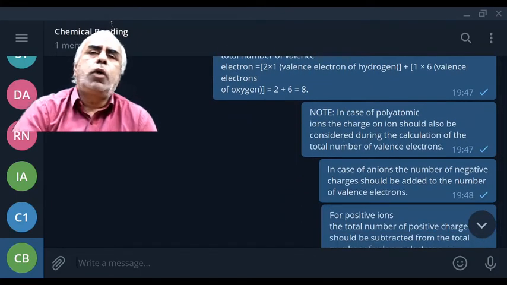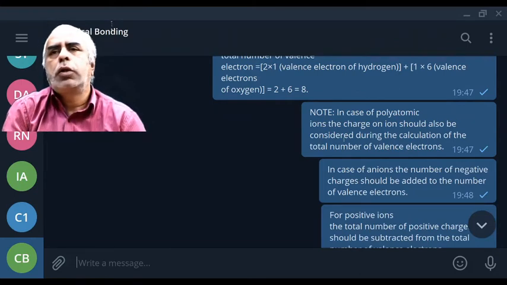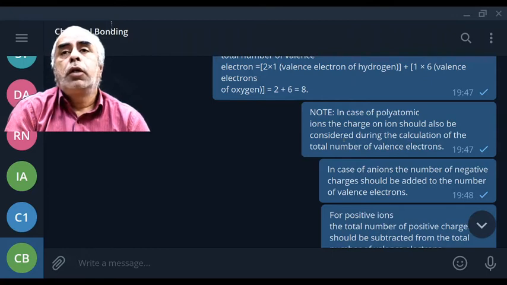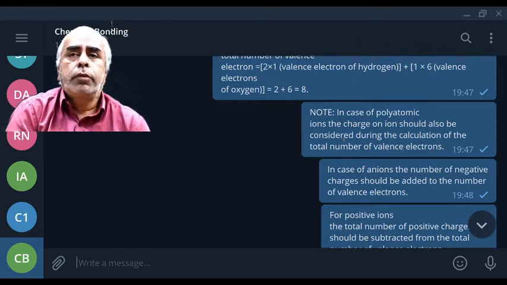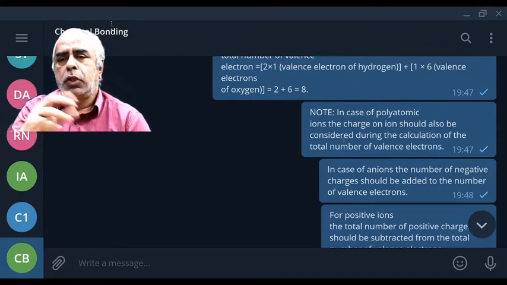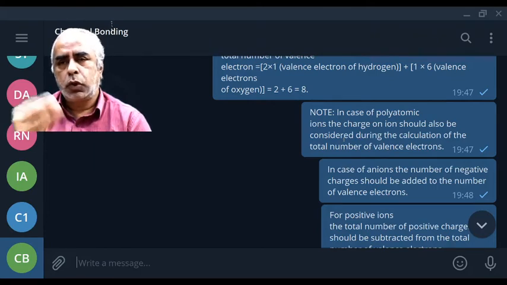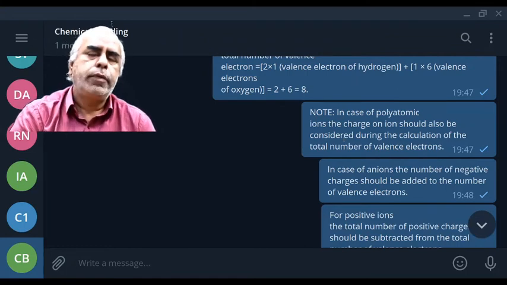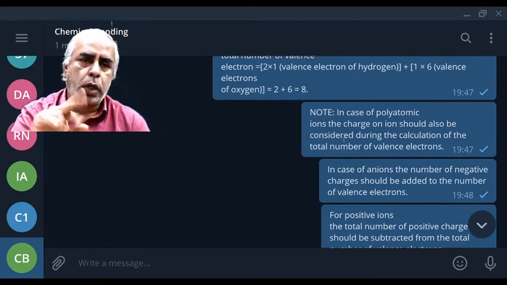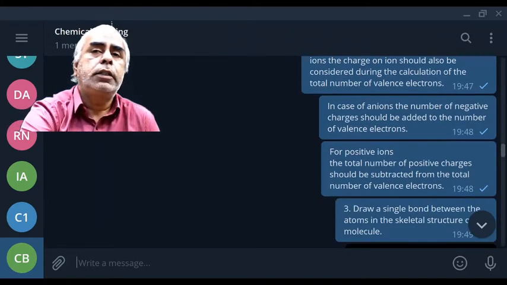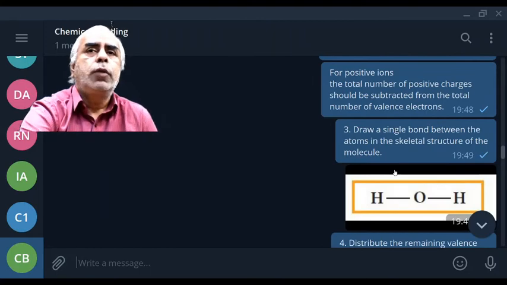In the case of polyatomic ions, the charge on the ion should be included here. So the calculation of the total valence electrons is based on the charge of the ions. If it is O2 minus, that means you have 2 excess electrons, so you have to add 2 electrons. If it is sodium plus, that means you have to remove 1 electron. Likewise, you have to adjust the valence electrons.